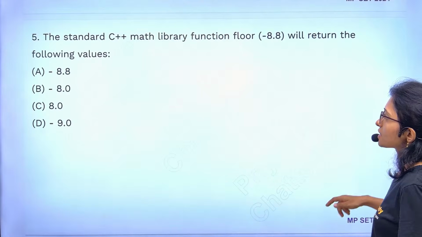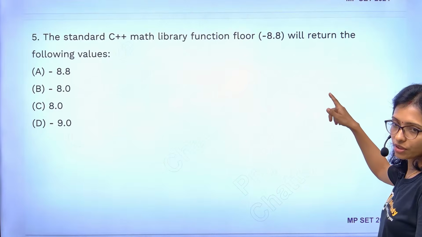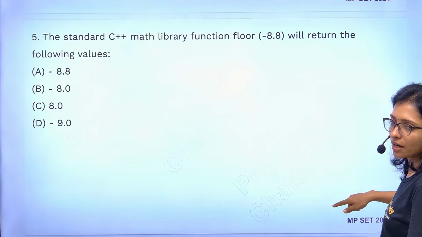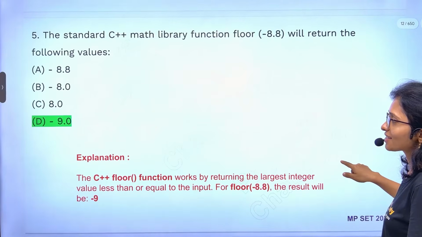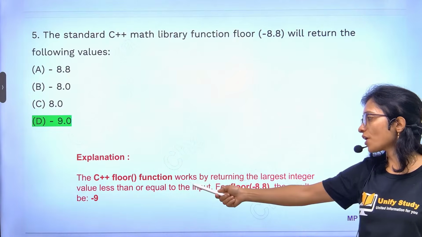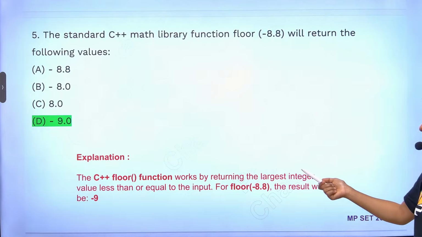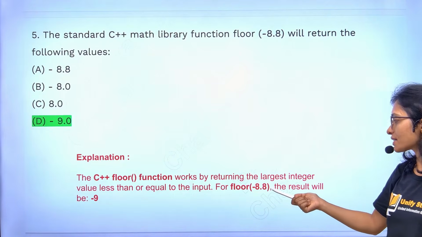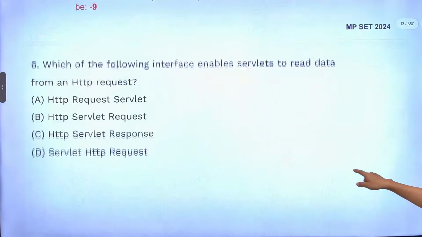The standard C++ math library floor function, what will it return? This is returning minus 9.0 because you are going to do floor. The floor function works by returning the largest integer not greater than the value. Here you are taking minus 8.8, that's why we get the result as minus 9. Next one.